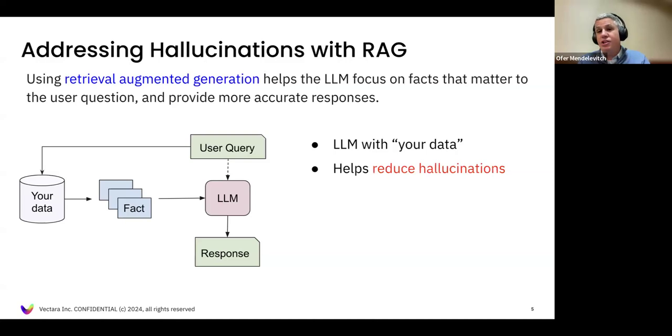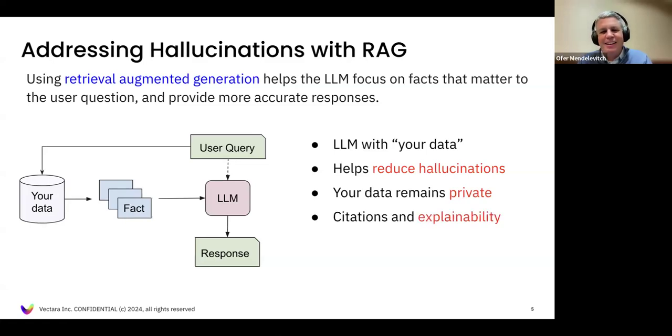It helps reduce hallucinations because you get to ground it on information that you know is relevant for the query. Your data, of course, remains private. So this is a question I get asked a lot. There's no training involved. There's no fine-tuning or training. Your data just is, it's like putting a search engine on top of it. There's no, data doesn't get lost in the weights of any model or anything like that. And as I'll show you in the demo, you also have the ability to have citations, which provides explainability.